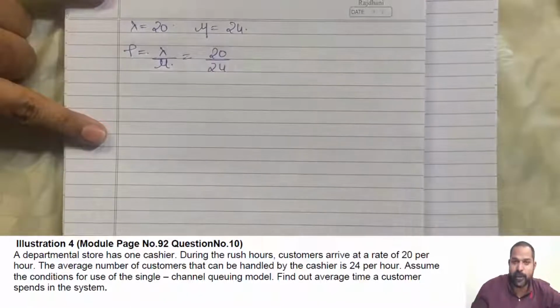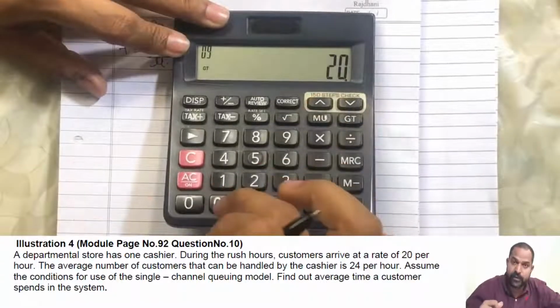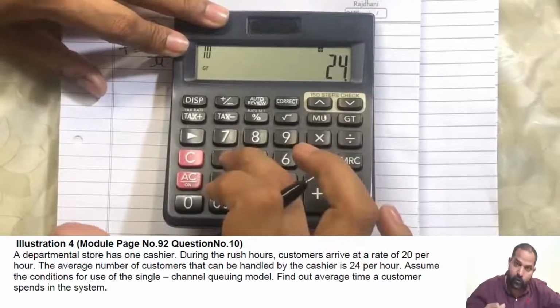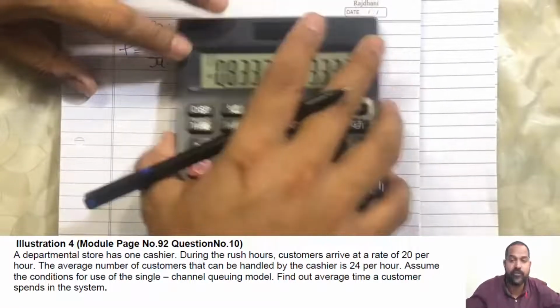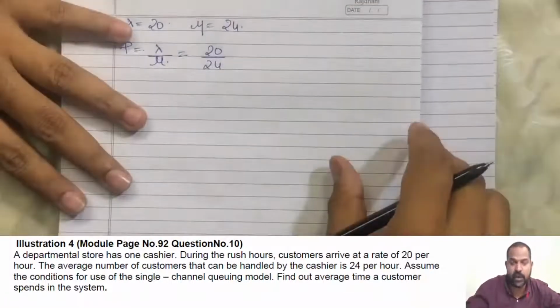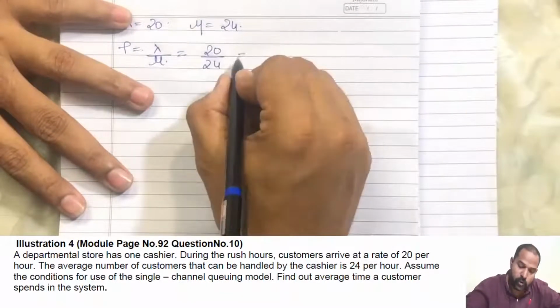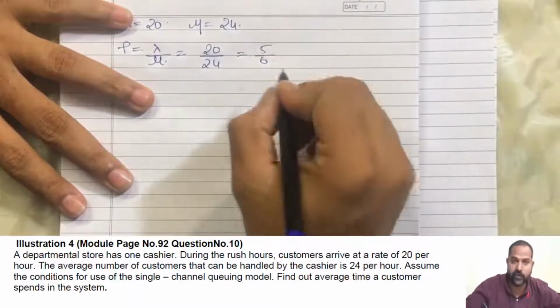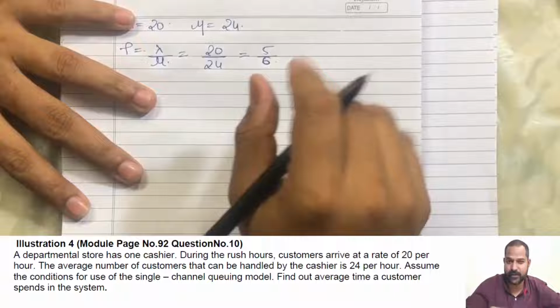Now this is where my problem begins. See, when you do 20 divided by 24 it becomes a recurring decimal. I don't prefer that. So I'm keeping this in fractions. I'm reducing it to the smallest fraction I can. So both go in 4. 4 5s are 20, 4 6s are 24. I'm keeping it this way: 5 by 6. That's it.